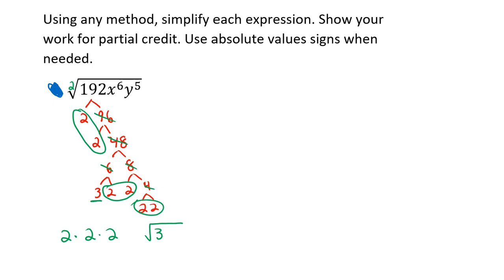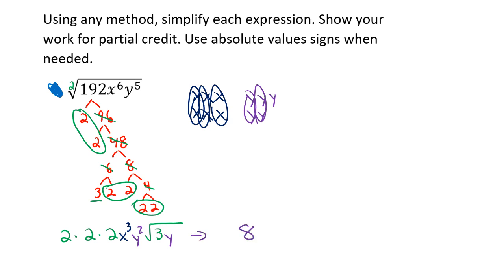I have 6 x's, which would make 1, 2, 3 circles, x to the 3rd. I have 5 y's, 1, 2. So I'll have 2 circles and 1 that did not get circled. So now I'm going to clean it up. 2 times 2 times 2, that's going to give me 8 x to the 3rd, y to the 2nd, square root 3y.